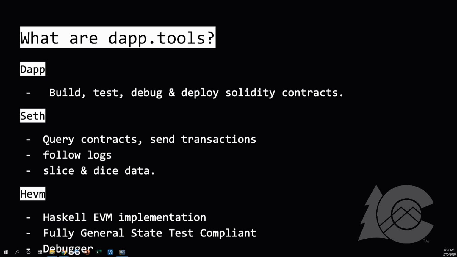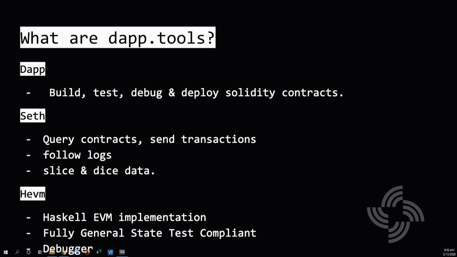I already mentioned it. There's dapp, which is the tool for building, testing, debugging, and deploying Solidity smart contracts. And then there's seth, which is for querying and sending transactions from the command line. The really cool thing is you can also use it together with a Ledger, so you can make a transaction with your Ledger from the command line. And they implemented their own implementation of the EVM in Haskell. It is used, for example, for unit tests and also in the debugger. They implemented all the new EVM opcodes, so it's fully general state test compliant, and there's no problem using it for testing all of your smart contracts.